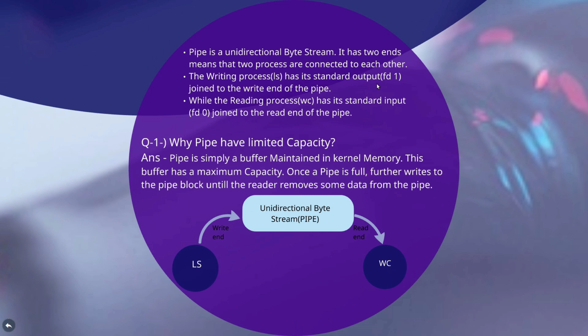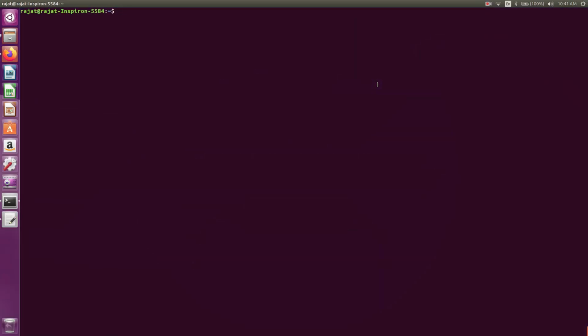Just to have a better understanding, let's try some code related to the pipe. I'll create one directory, Linux system programming, cd linux. In this I will create IPC.